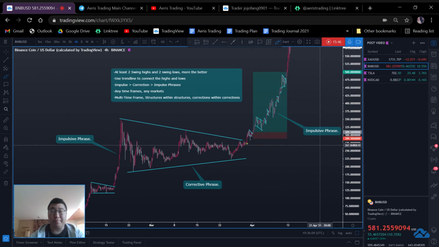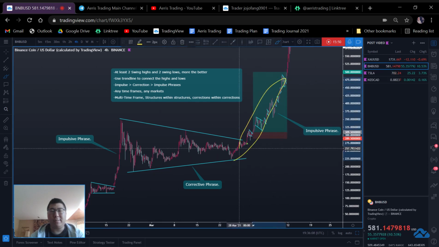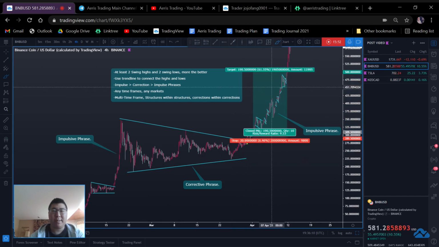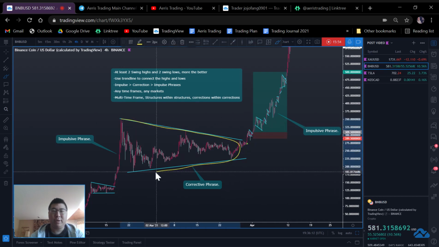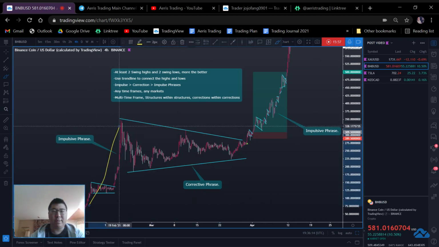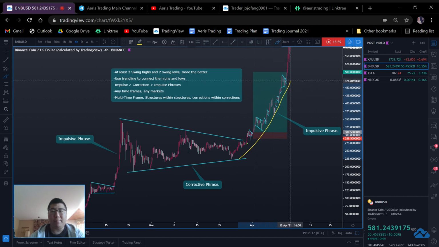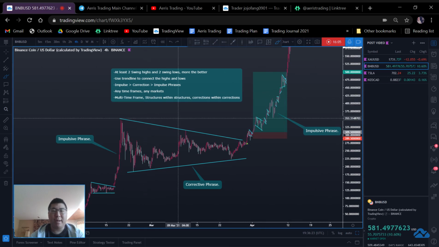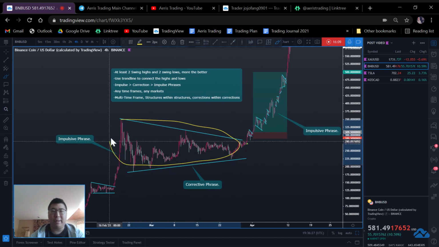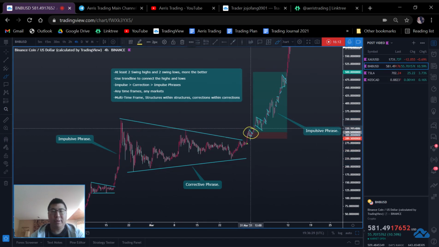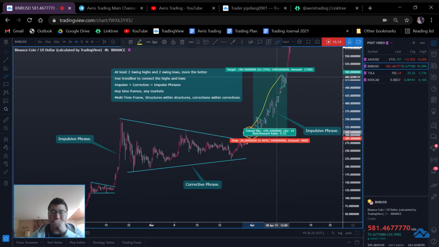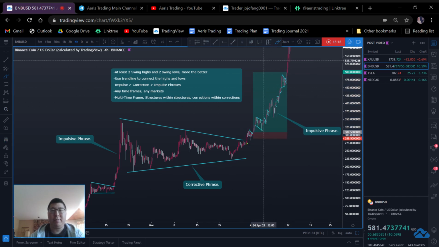I say bias because nothing is for certain in trading. Nothing is 100%. I'm looking for a bullish bias because I have a bullish bias for the upside. I understand that a correction is here to correct the previous impulse, and we have a higher probability that the next impulse will happen, and I'm trying to capitalize on that. So multi-time frame analysis, structures within structures, corrections within corrections. Larger correction in the making, great. Lower time frame correction here, better, because that leads into the beginning of the next impulsive run.